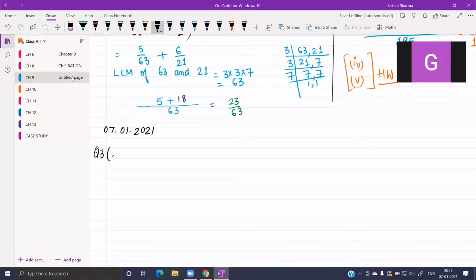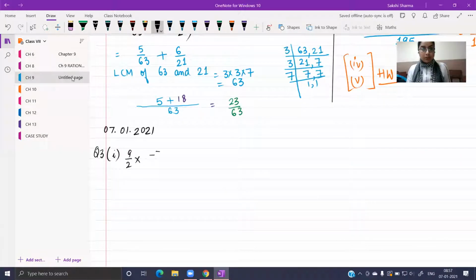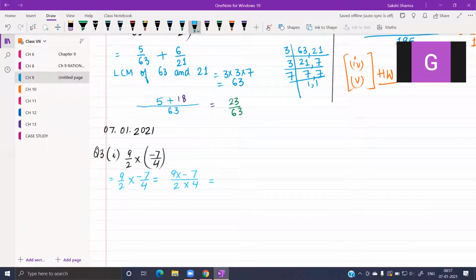So this is question number 3, first part. We have 9 by 2 multiplied with minus 7 by 4. So this is given to be in a bracket. We can remove the bracket without worrying about anything. So the next step, you can skip this step if you want. You can directly jump to the next one, like multiplying your numerators and multiplying your denominators. And if you want, you can even skip this step and give the answer directly.